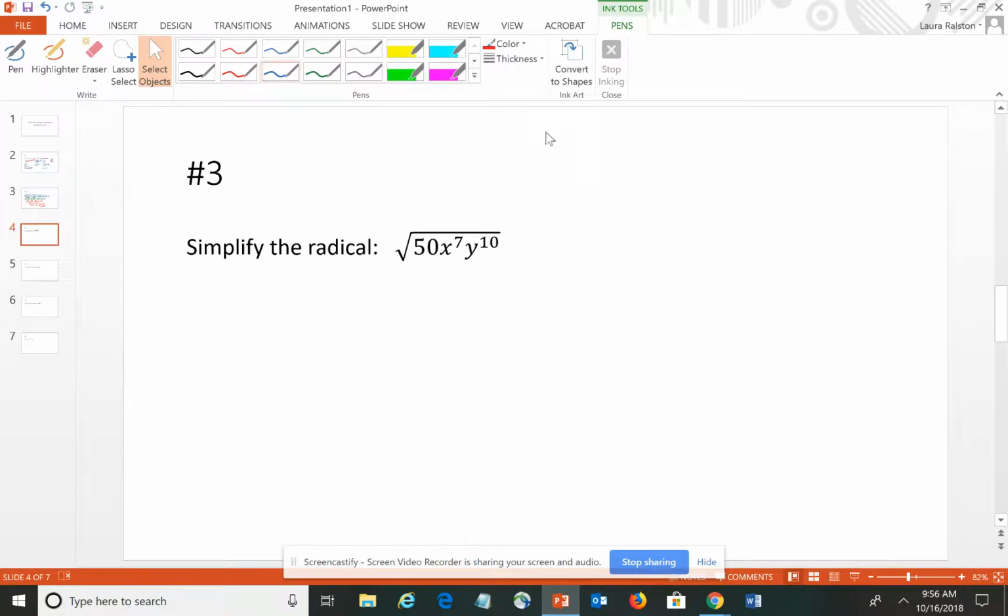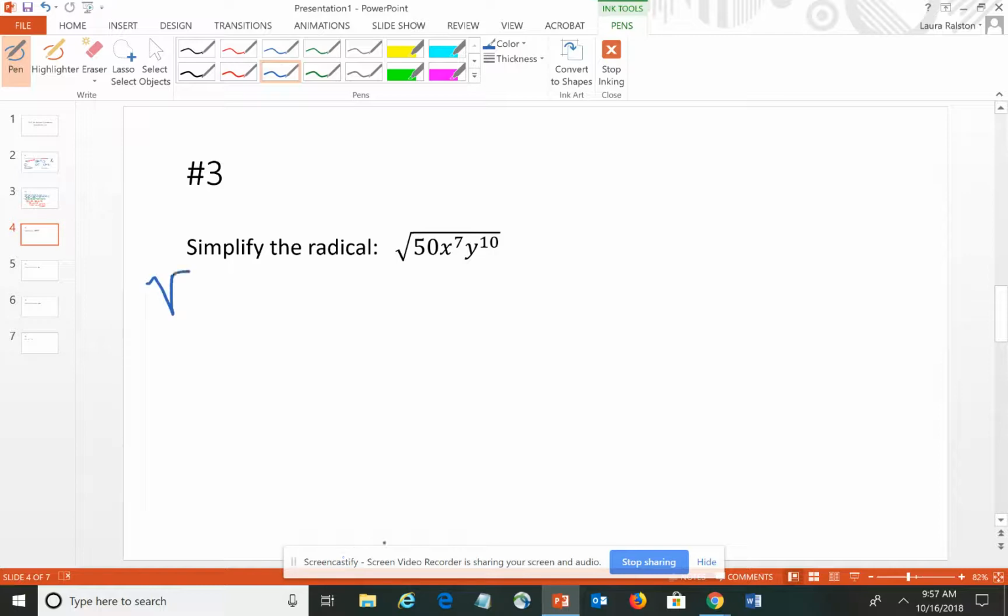Question number 3 asks you to simplify the radical. You have the square root of 50, x to the 7th, y to the 10th. Again, the easiest way to do this is to break it down.